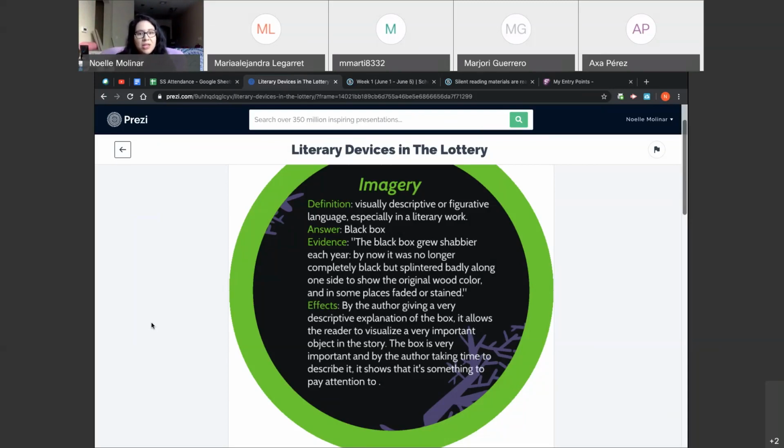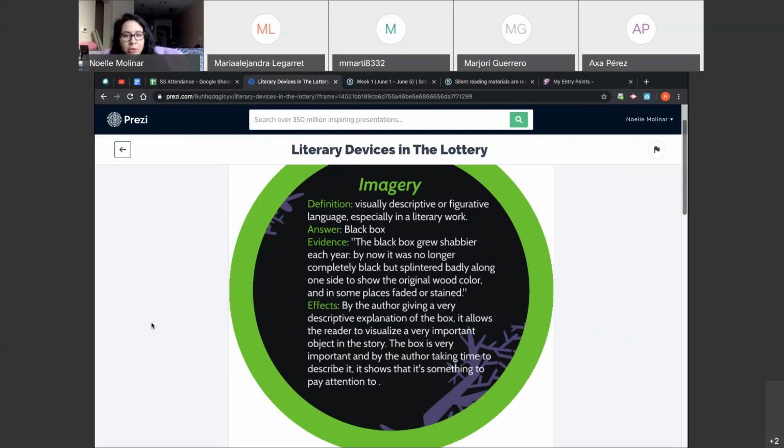So this is an image that we can see. If I told you, okay, everyone, we're going to draw this box, you would have a pretty good idea of what to draw. So the effect is, by the author giving a very descriptive explanation, it allows us to visualize a very important object in the story. Without the box, where are they going to keep all of these papers, and they continue to hold on to this box year after year?